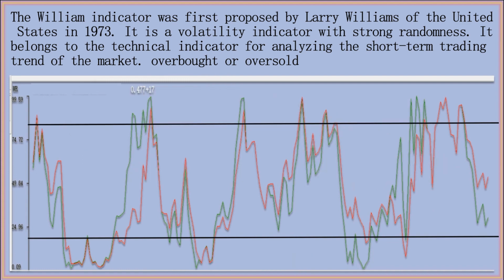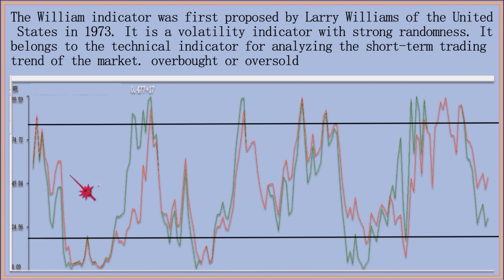The Williams indicator was first proposed and developed by Larry Williams in 1973. Very practical but ignored by many investors. It is a volatility indicator with strong randomness. It belongs to the technical indicators for analyzing the short-term trading trend of the market. It uses the relative position of stock price fluctuations to determine whether the market is overbought or oversold.